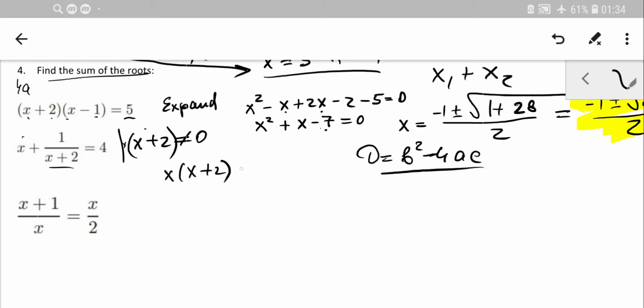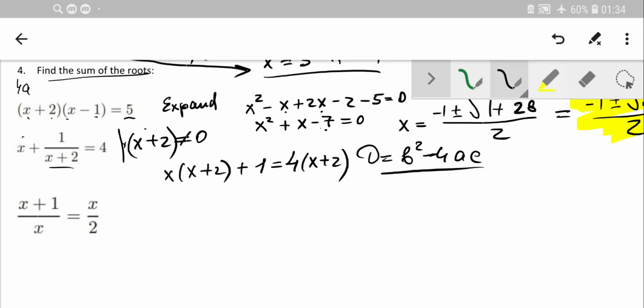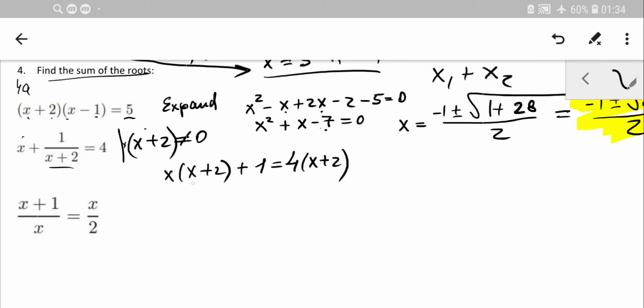Then we also need to add 1 because x plus 2 was cancelled. And on the right side, we'll have 4 times x plus 2. Okay, so I'll just continue with that. I simply expand brackets: x squared plus 2x plus 1.